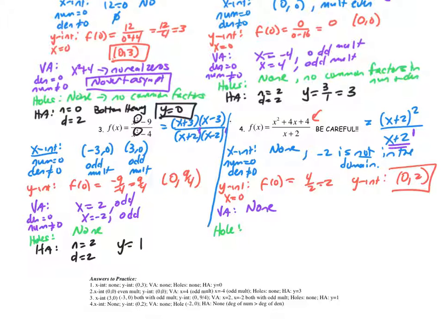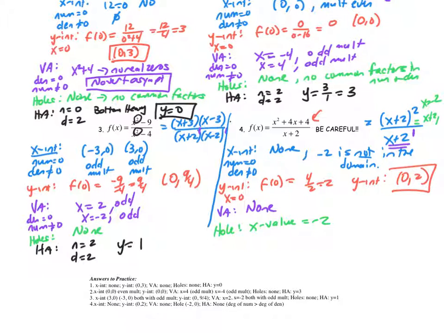So holes occur when the zeros have greater or equal multiplicity in the numerator than the denominator. So we can actually simplify this function. This is going to become x plus 2, where x is not equal to negative 2. So because we can cancel out the factor x plus 2 in the denominator, we're going to have a hole with an x value of -2.